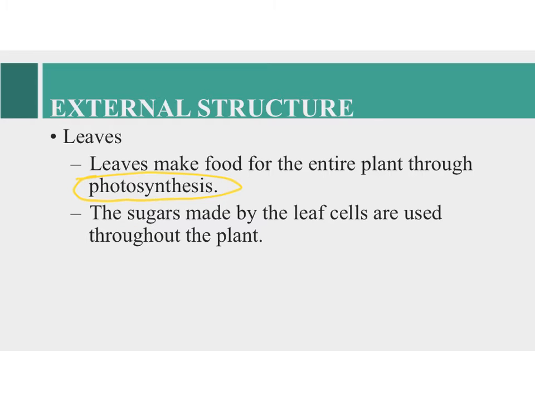We're on page 168, right? Good. So let me go back to this, and then it's got the diagram. So also make note that the sugars made by the leaf cells are used throughout the plant. The leaves have cells in them, and those cells make sugar that is used throughout the plant. Okay? Everybody got that?